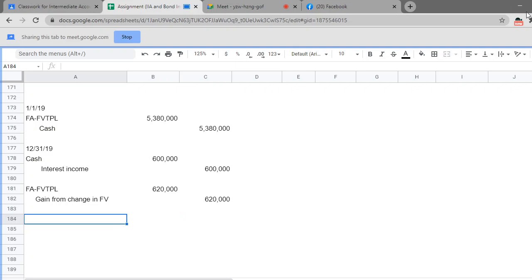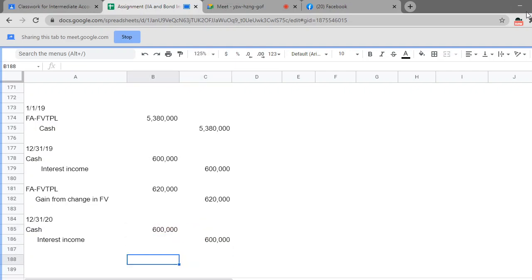Okay. Nabatay kailangang i-reverse on January 1? Wala. Hindi mo naman to i-reverse kasi hindi naman yan accrual. So, diretso ta kang 12/31/2020, year end for the next year. Still, makadawat ta og interest. And that will again be 600,000. Constant yan. And then, our change in fair value.